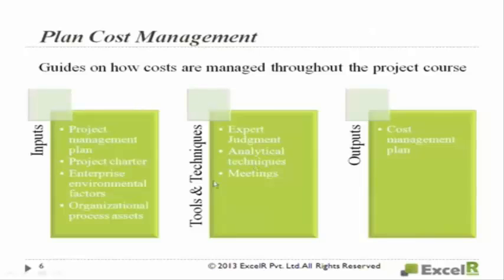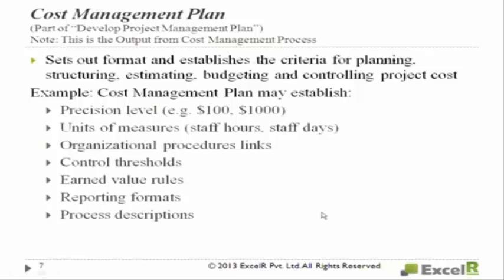So what are the ingredients of the cost management plan? What basically will a cost management plan contain? It contains the format and establishes the criteria. How do you plan your project costs, structure your project costs, estimate your project costs, how do you budget? Everything you will plan here. Who is going to do it? When is it going to be done? Is Raghav going to do it or Funny going to do it? Who will send the report? Everything you will plan upfront.